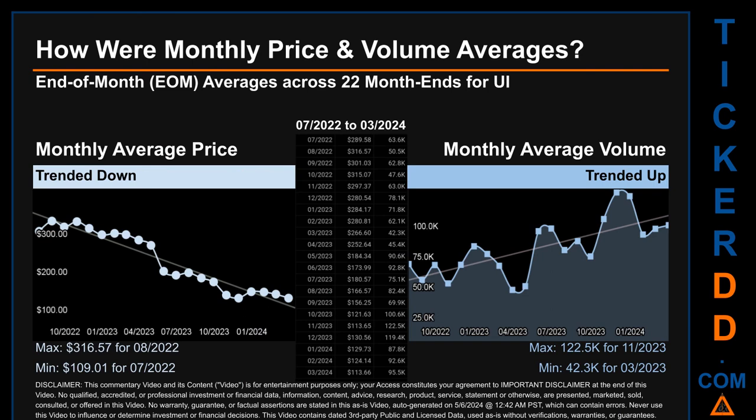How were price and volume averages for UI? Across 447 trading days, there were a total of 22 month ends, of which monthly averages for daily price and volume were calculated. Overall, monthly price average trended down while monthly volume average trended up. The maximum end-of-month average price was $316.57 for 08-2022 while the minimum was $109.01 for 07-2022. Looking at volume, 11-2023 and 03-2023 respectively saw the highest and lowest monthly average volume at 122.5 thousand and 42.3 thousand.